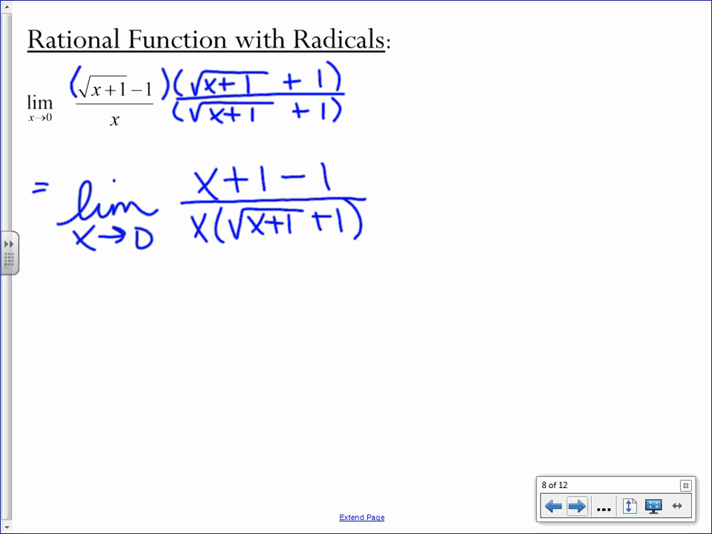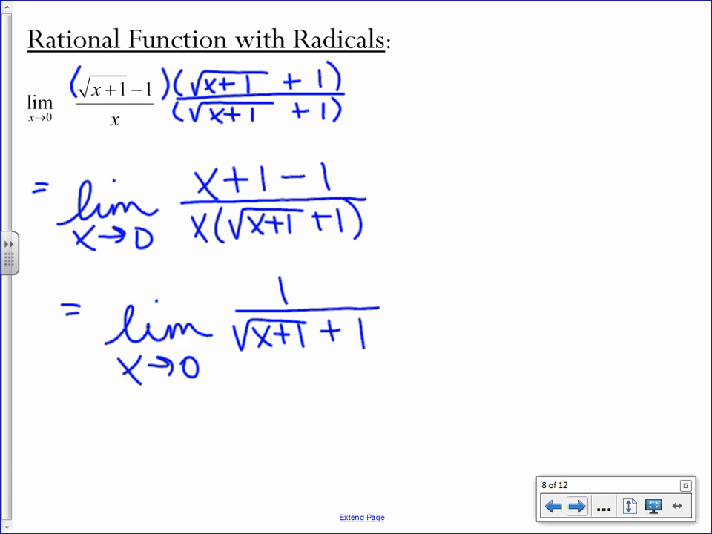Okay. What is x plus 1 minus 1? X. Oh, and I have an x right here. Do you agree? Not only do those 1 minus 1 cancel out to 0, we have an x over x. So now this becomes the limit as x approaches 0 of 1 over the square root of x plus 1 plus 1. Those x factors canceled, which means we have a hole there.